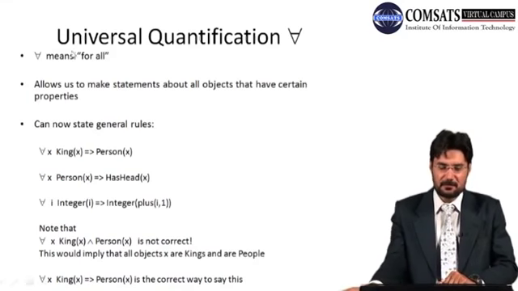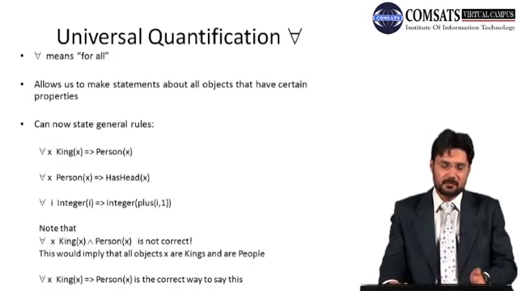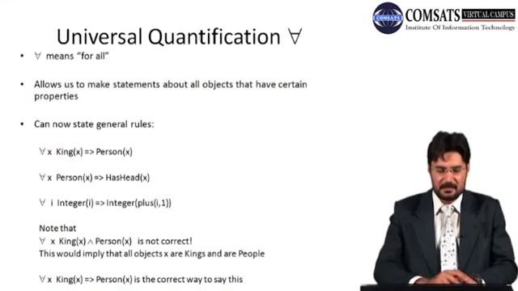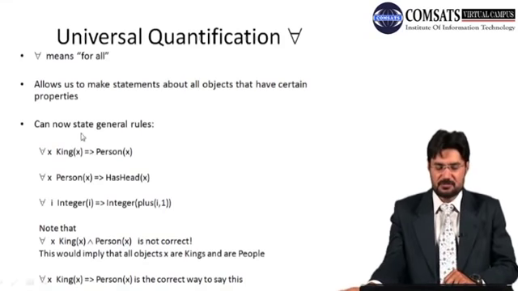This is a symbol for all, which allows us to make statements about all objects that have certain properties. If we use this symbol, it makes our language very easy, so we can combine a lot of things in one sentence. We can now state general rules. For this situation, we need to understand a few basic rules.